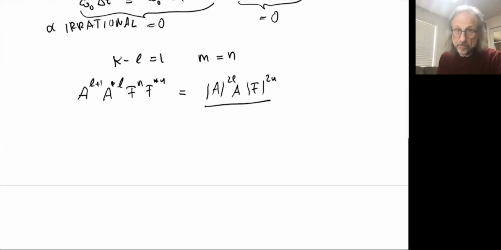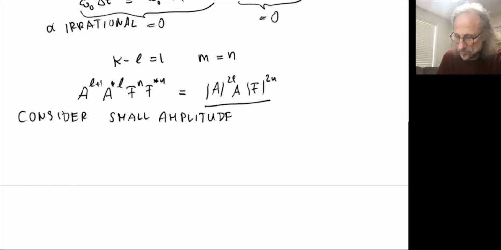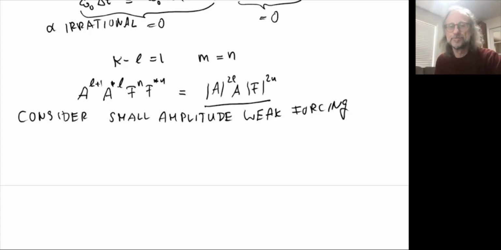So that's still a lot of terms, but as we said before, all of that is meant to be an expansion for small a and also for small forcing. So we really consider small forcing or small amplitude and weak forcing, let's say. Small amplitude and weak forcing. So we're really looking for the term that is dominant when the forcing is very small.